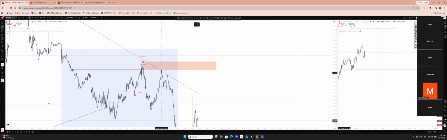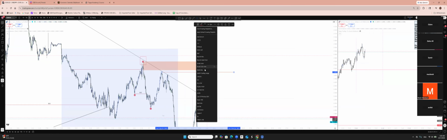You mark this as a test liquidity. Do not sell it from here. Do not try to sell it from here. You're gonna get smoked. Okay?